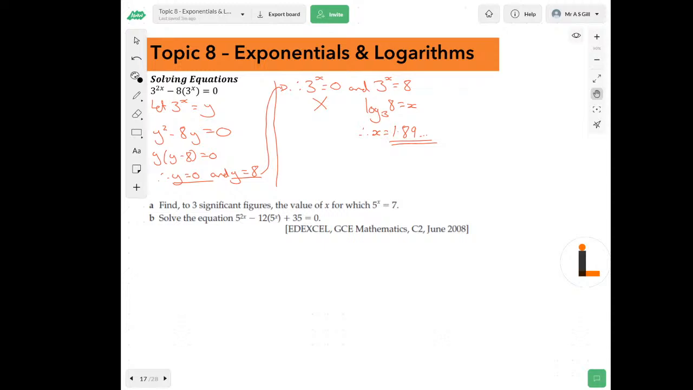So I'm just going to go through the first part of this question here. Again, this is something we've been doing since the start of today, so I'm going to move that 5 down to the base, take the log of 7, and we get therefore x is going to be 1.209 dot dot dot. Rounding it to 3 significant figures, we get 1.21.